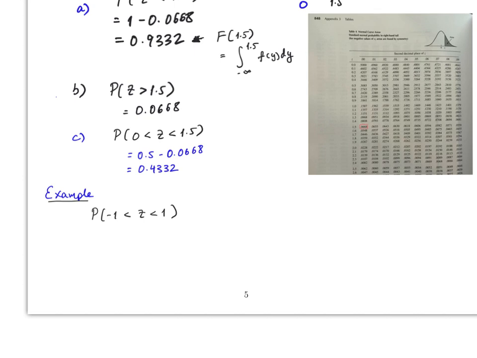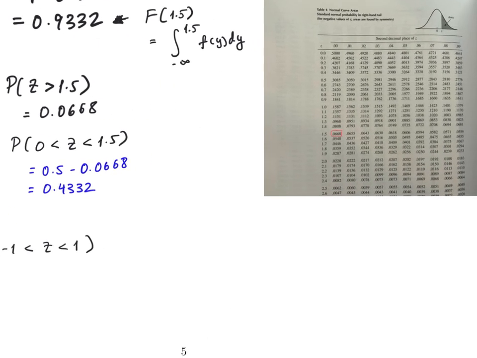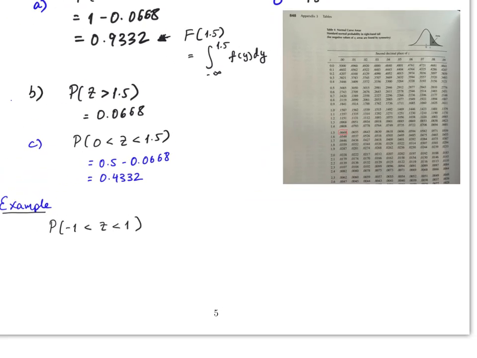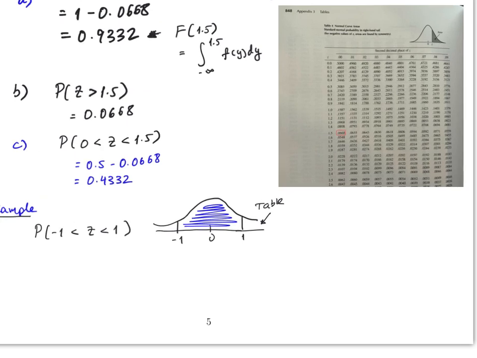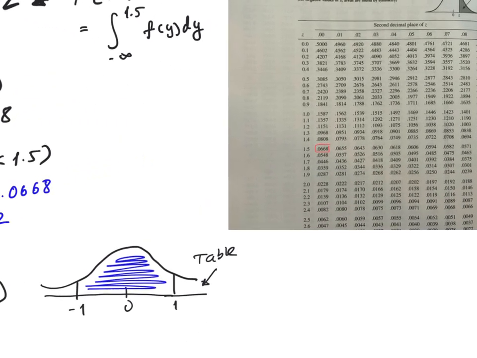So if we do this, then all you have to do is look to 1. Actually, before you do that, you should always draw a graph of what you want. So you have 1, negative 1. So this is the part that you want. Remember that the table is going to give you this part. So that's what you get from the table. You look to 1, and the table tells you this is 0.1587, which is this value right here.